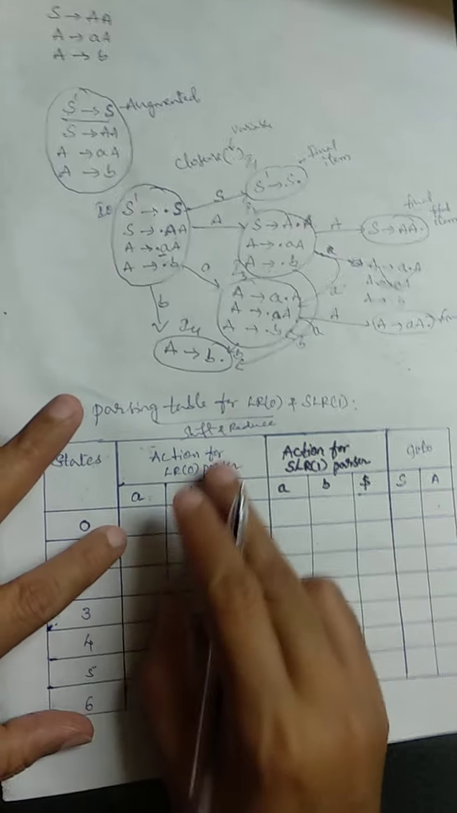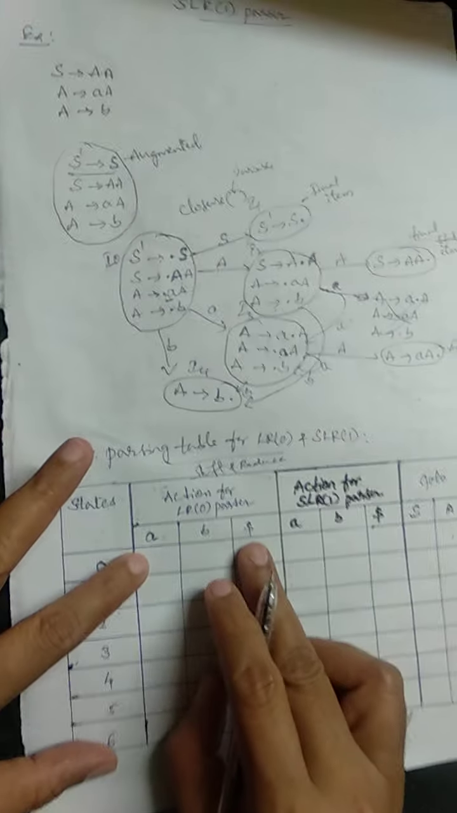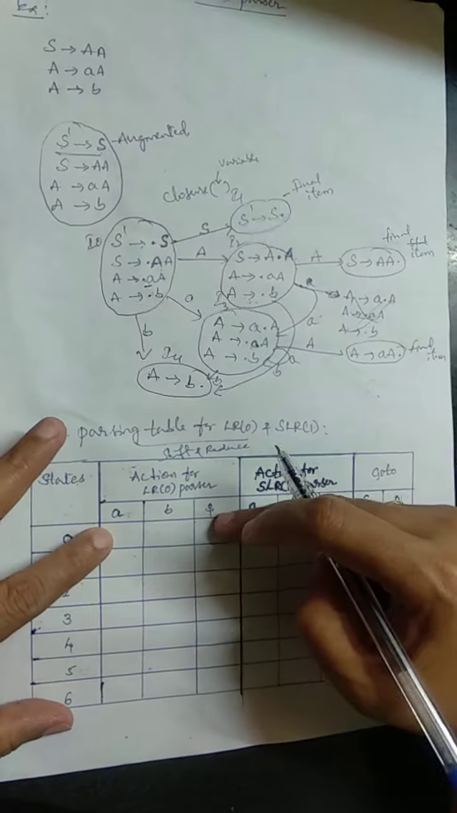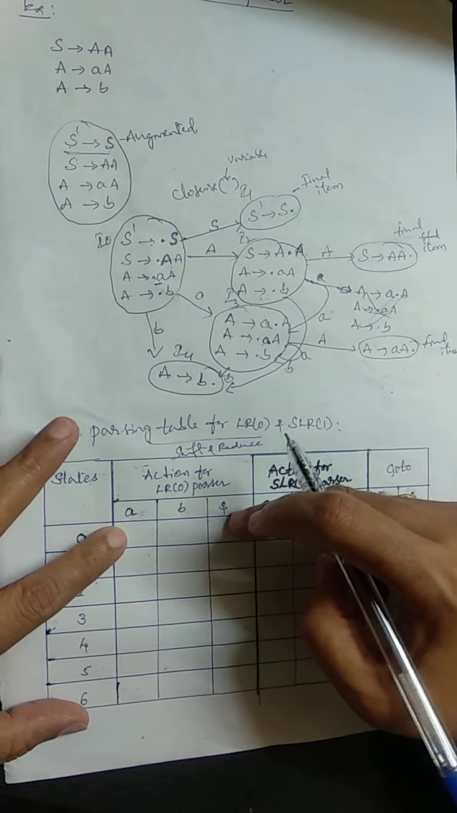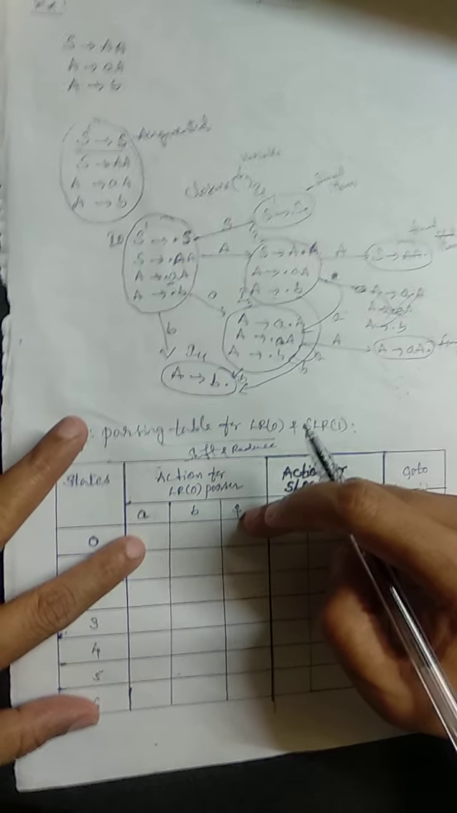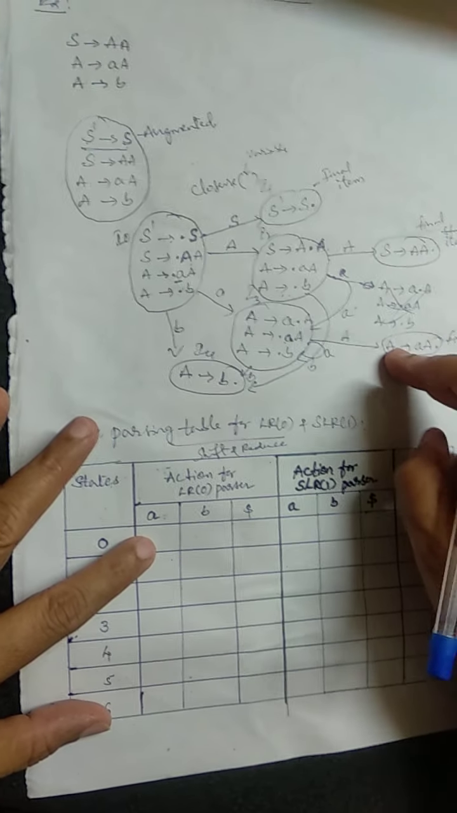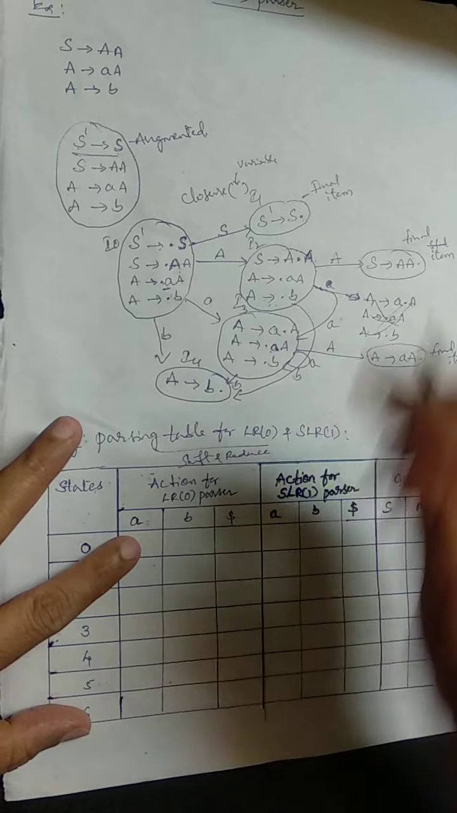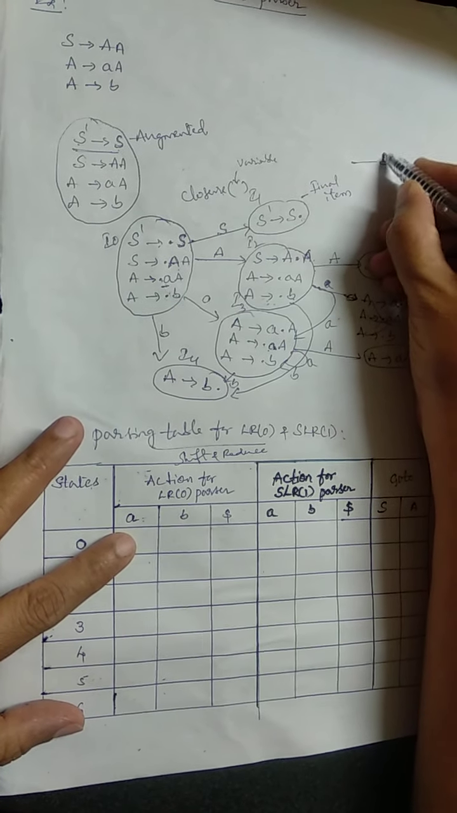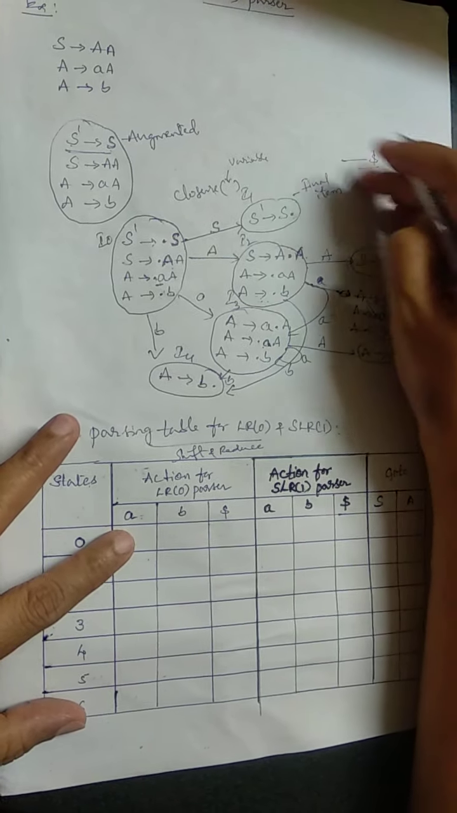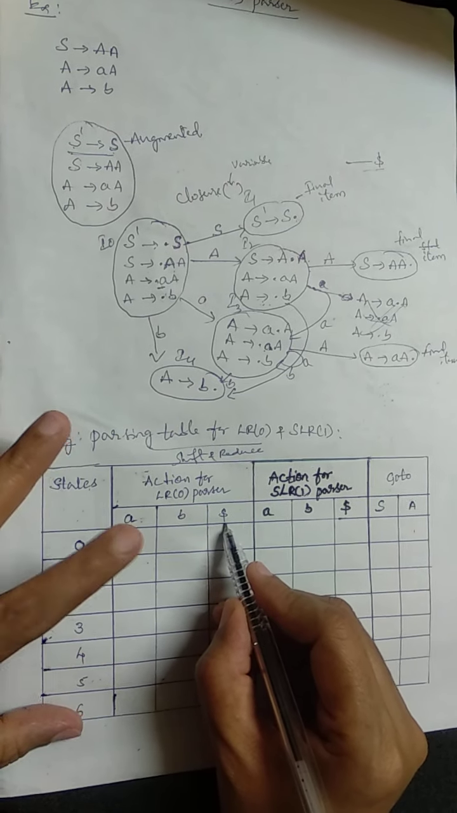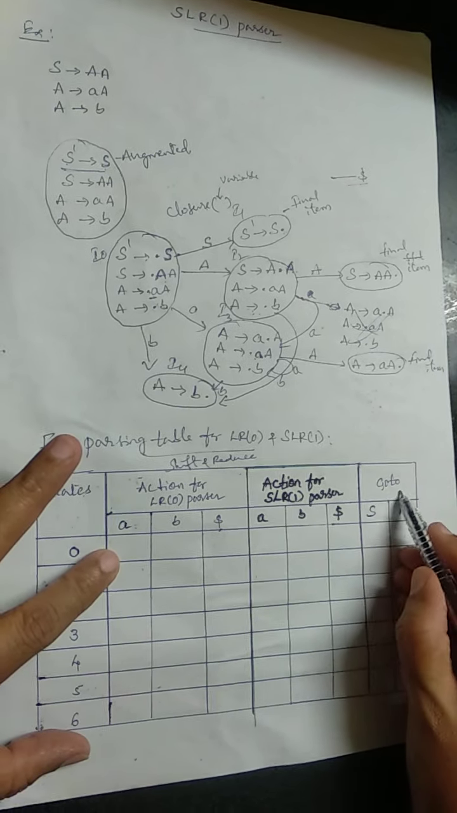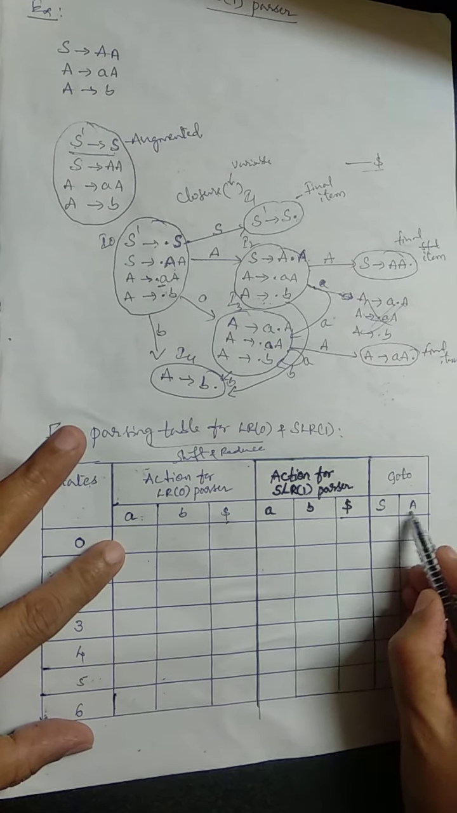Now this action table includes only the terminals which are present in the given grammar along with the dollar symbol. Why do we have to include the dollar symbol? Whatever language is generated by the given grammar should end with the dollar, so along with the string it also includes the dollar sign. That's why we have to take dollar in the action table. And goto consists only of the variables.